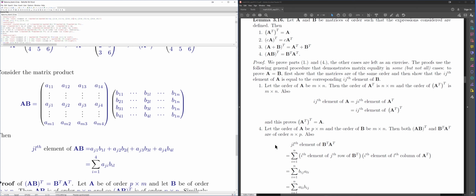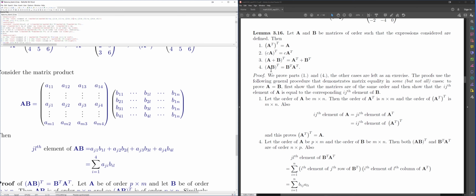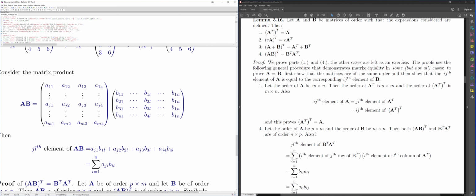Right, so now let's work on proving that AB transpose is equal to B transpose A transpose. What I need to do first is show that the order of this matrix AB transpose is the same as the order of B transpose A transpose. In order to do that, for the A, I just call the order P times N, so I'm doing this in a consistent fashion. And in order for this matrix multiplication to work, the order of B has to be N times M. So that's A and B.